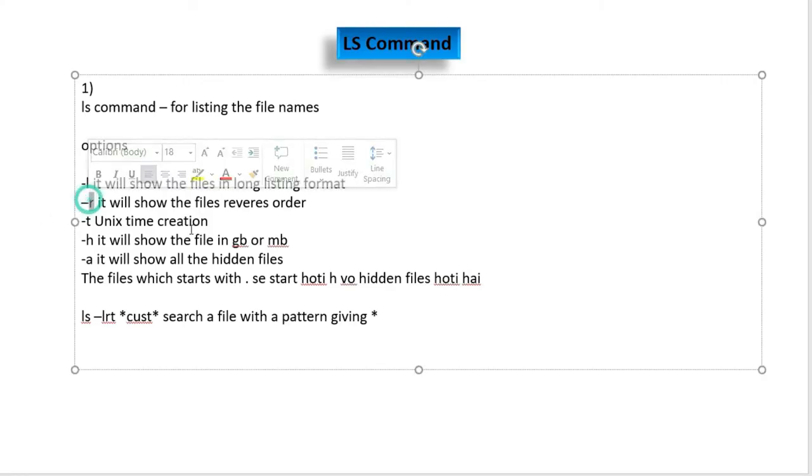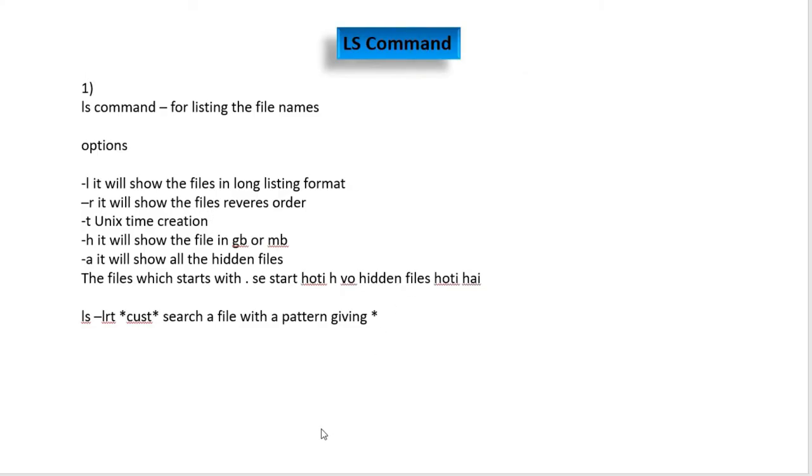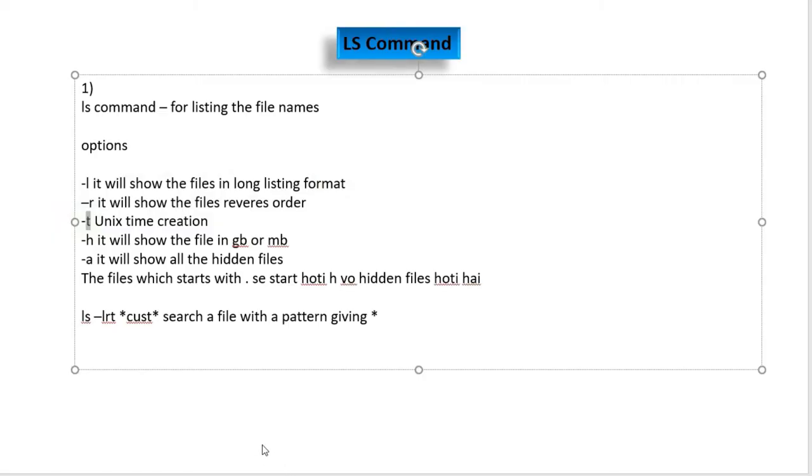Now the second option that we have is the -r option. Why do we use the -r option? To see the files in reverse order. So let's suppose I have created a file just now, the file which was created the latest, you can see that file at the bottom, at the last. So the -r option is to see the listing of the files in reverse order. Now, what is the third option that we have? We have the -t option to see the creation time of the file, when the file was created.